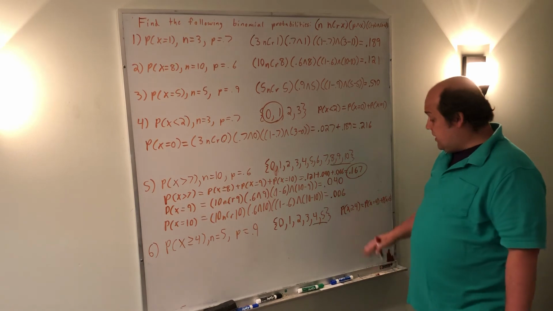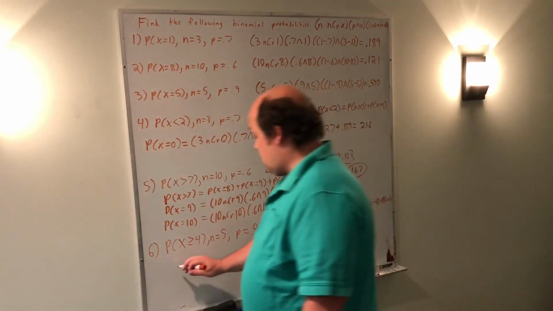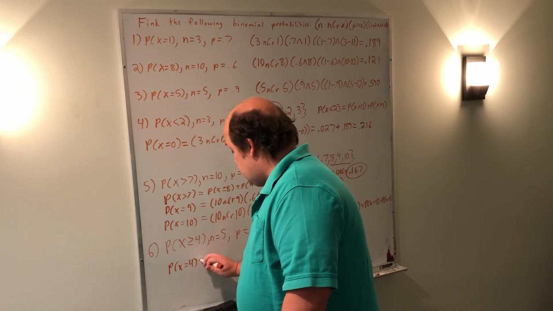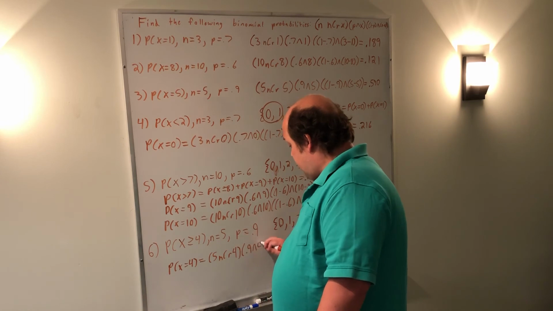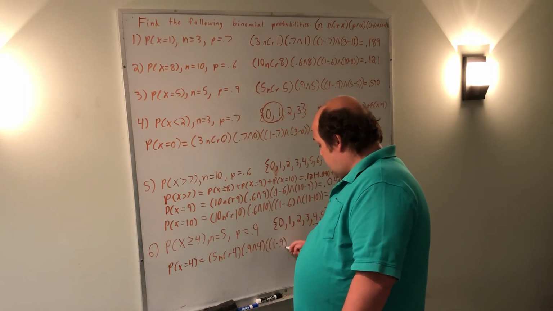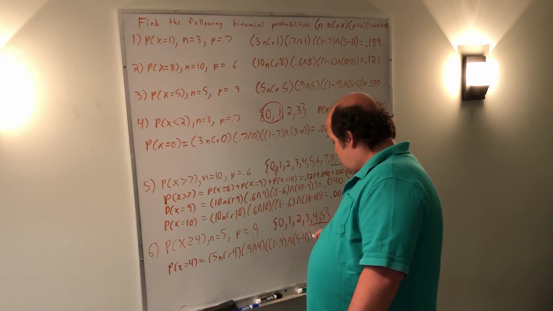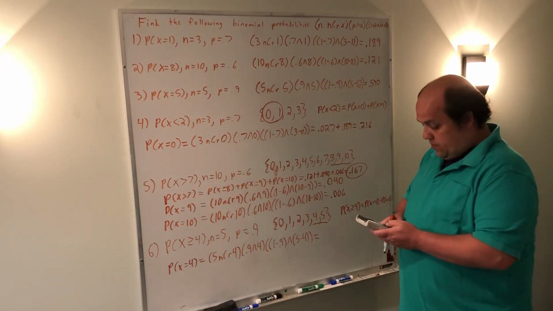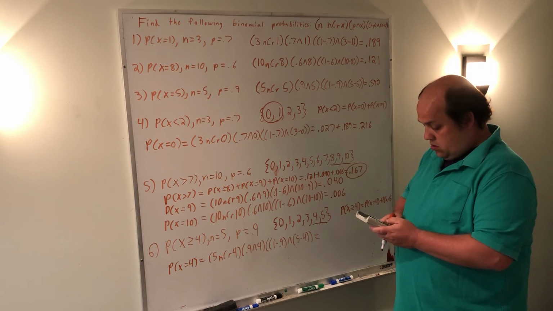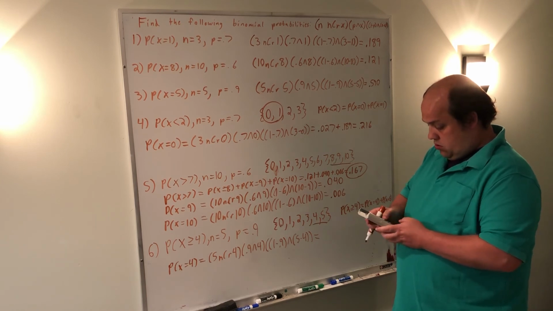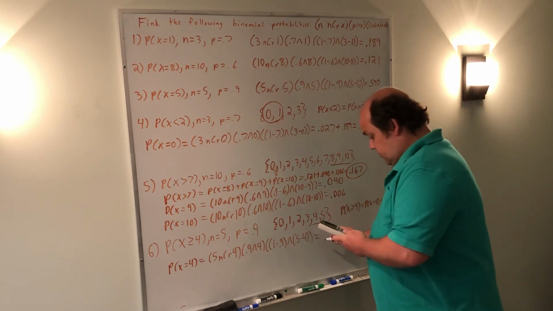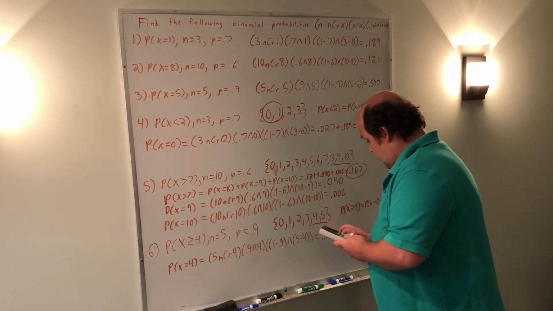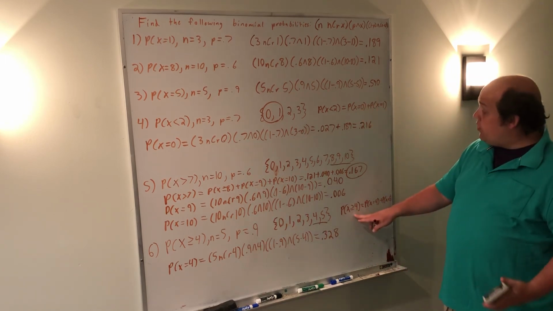The only new one we're going to need to do is p of x equals 4. P of x equals 4 is going to be based off of 5 NCR 4, 0.9 to the power of 4, 1 minus 0.9 to the power of 5 minus 4. So I go to put all that in my calculator. When I have it entered correctly, it tells me 0.328.